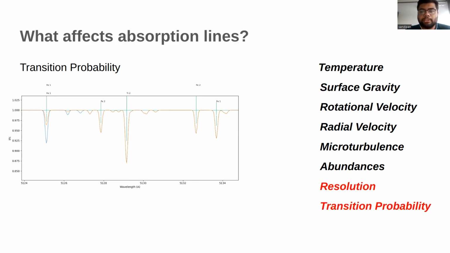But the resolution and transition probability cannot be calculated directly from the spectra. It's not calculated, but yeah, the resolution you know from your instrument manual, and the transition probability you can know from either experiments that were done by other atomic physicists, or in some cases from the sun.